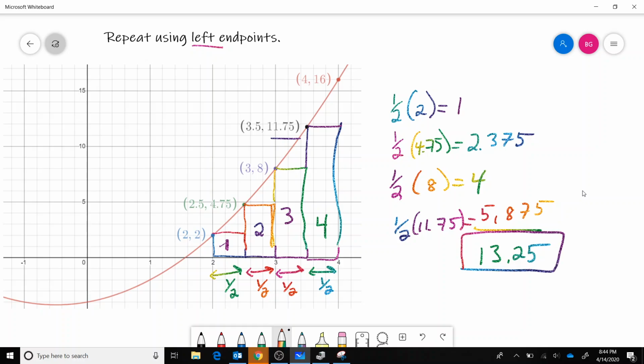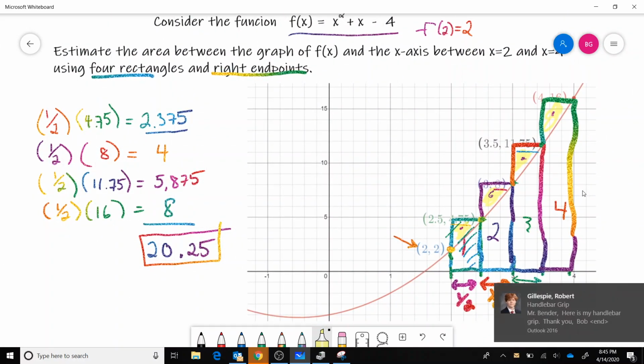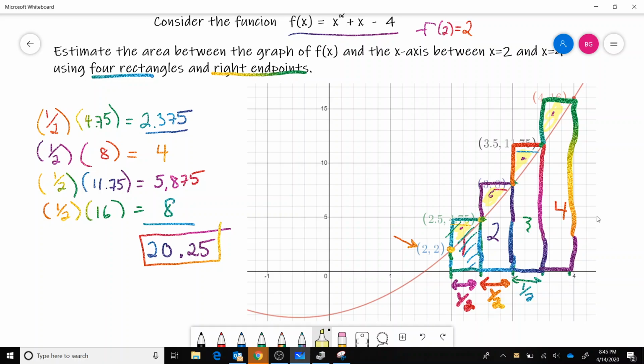Now, this is actually too small of an area. Why? Because we didn't capture all of this area in here. We missed all of that area. Again, this is an estimate, okay? This estimate is a little low when we pick the left side. Up here, when we calculated the same area, we came out with 20.25. And again, this one was a little high. The real answer is somewhere between those two answers. And we'll figure out how to do the exact answer later on.